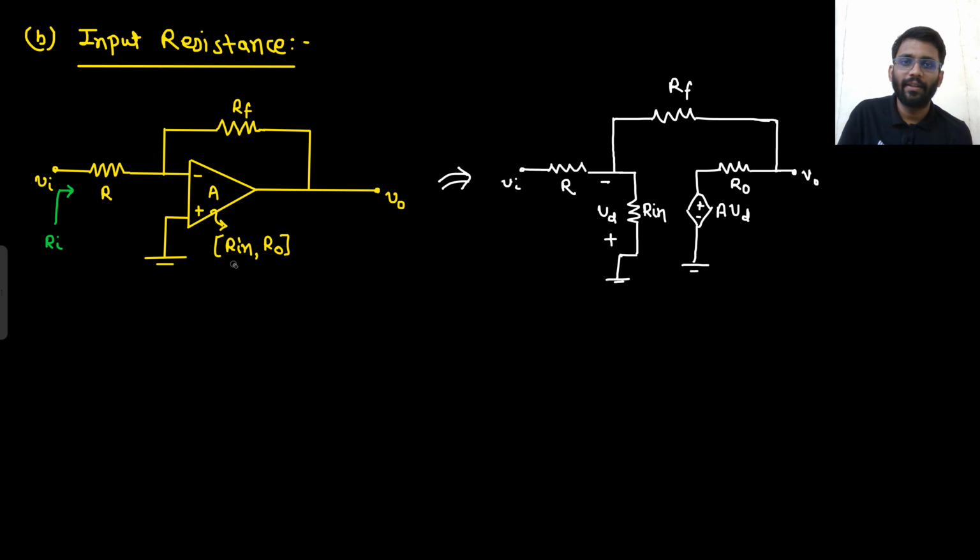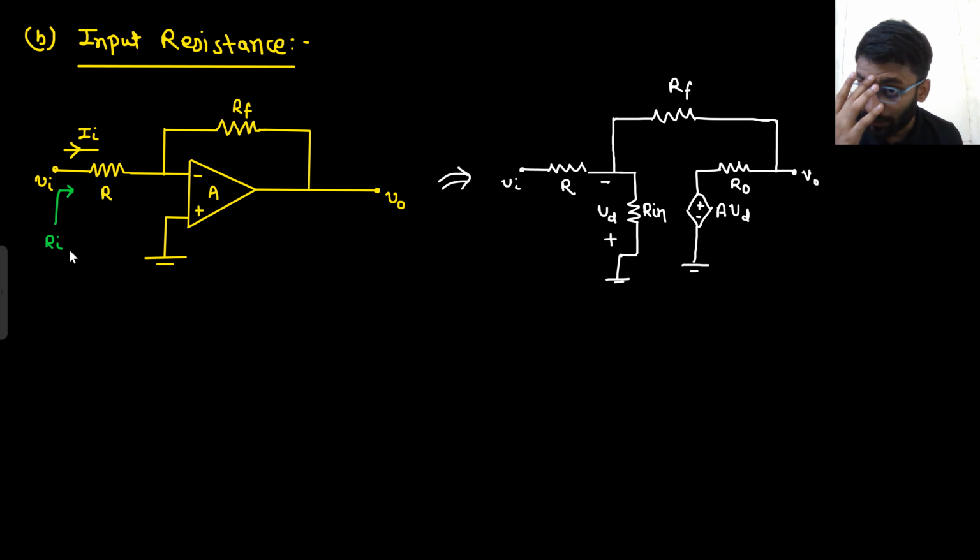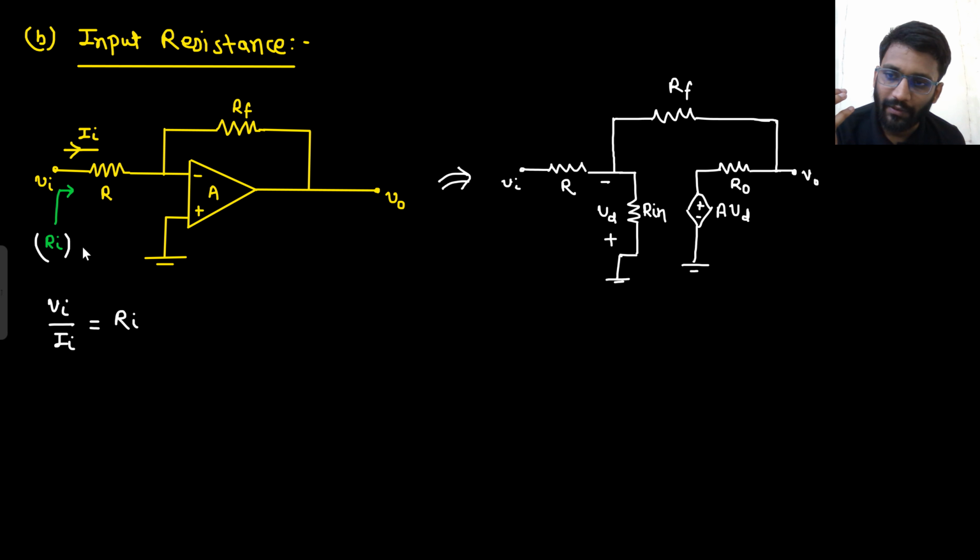So I need to calculate the input resistance, right? My target is to find V in by I in. This is my target. Input resistance. Better I call it R in with feedback. One thing I know here is that there is this R in involved.